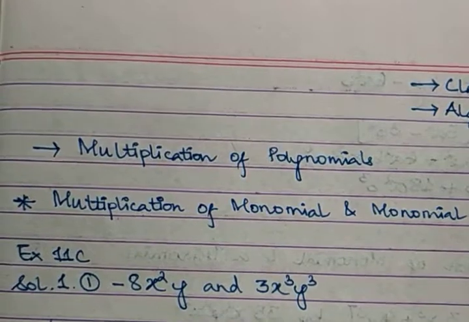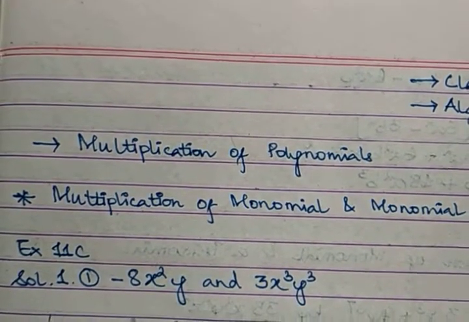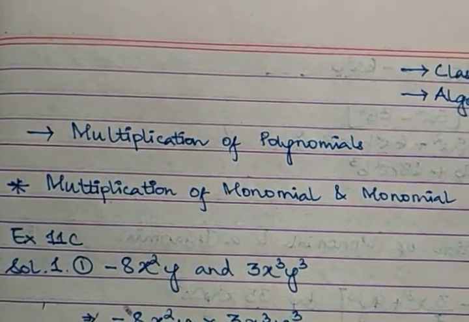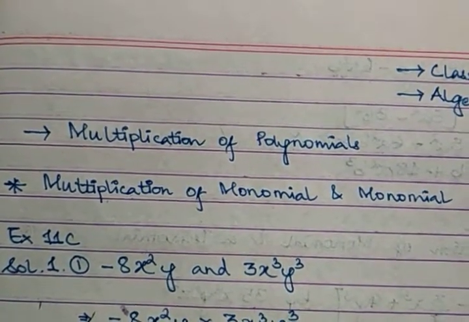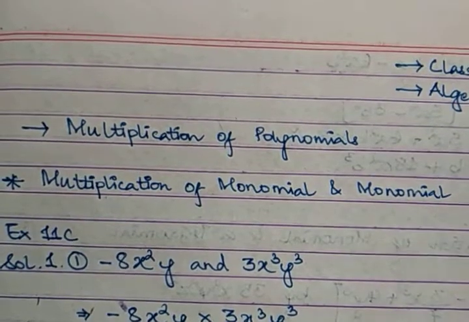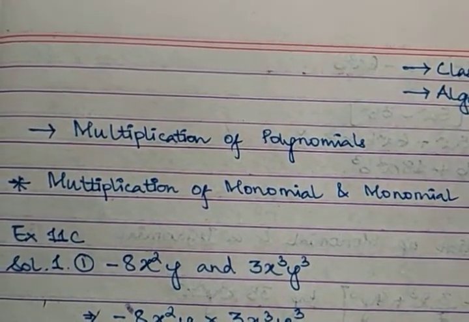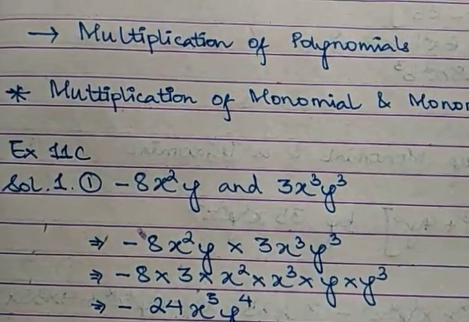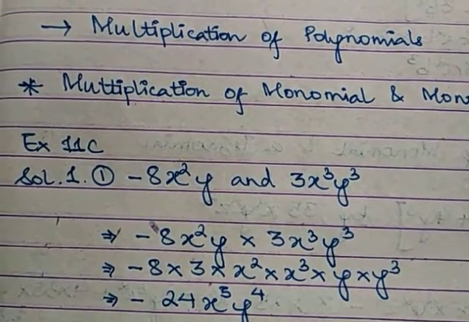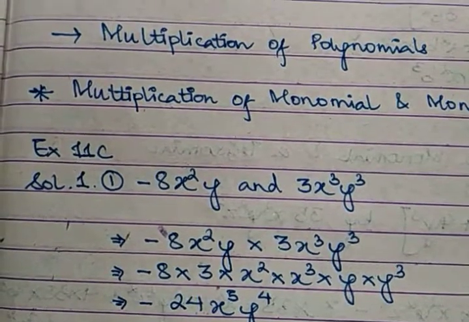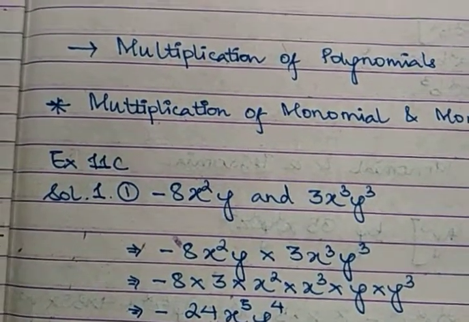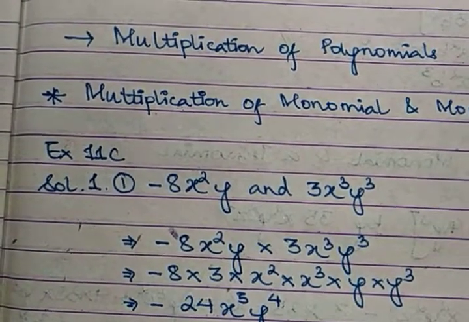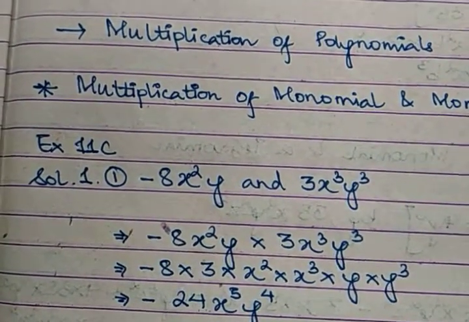So we have here multiplication of polynomials, and under the topic, first of all, we got multiplication of monomial and monomial. For those who know, monomial is a single term, isn't it? So we will be dealing with the multiplication of single and single terms. In your exercise 11C, the first question, number 1, we have is minus 8x square y and 3x cube y cube. As you know, what we are doing here is multiplication of two terms, monomial and monomial, single and single term, isn't it?